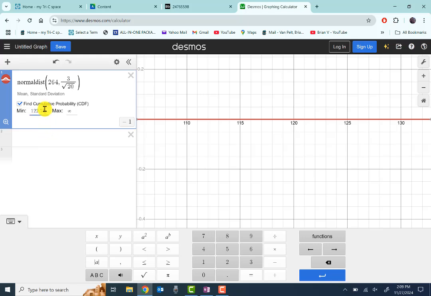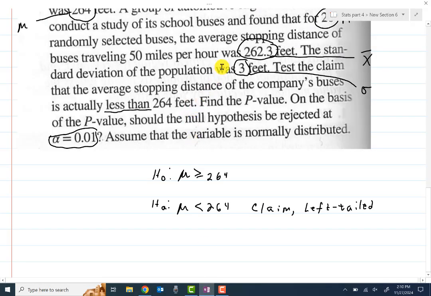Now, we're going to go from negative infinity. You can type in a negative and then I-N-F-I-N-I-T-Y. I forgot my F, so it won't work. What happens is when you get it correct, it locks into place once you type that. And it's going to go, let me get that other number, to the mean that was found, 262.3.